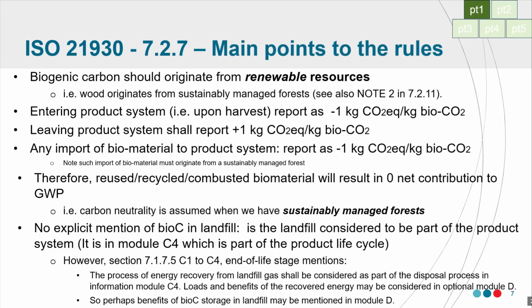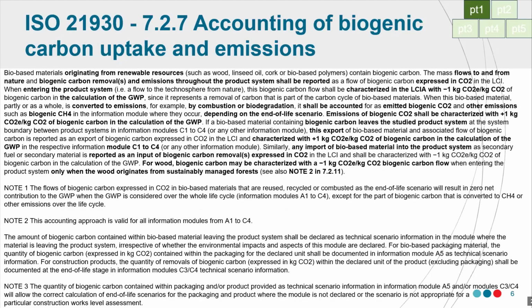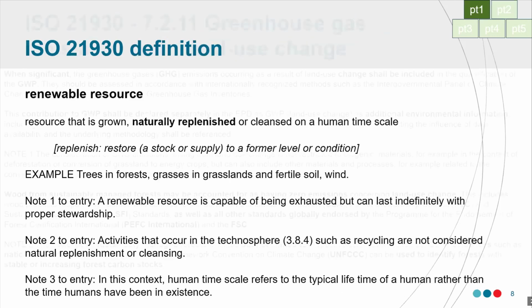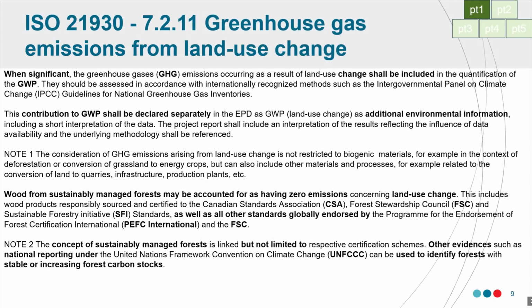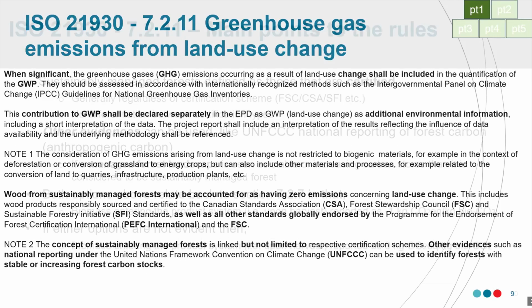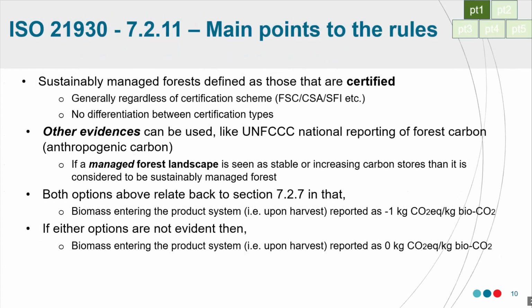So this section also refers to another section on how to determine if it's a sustainably managed forest. And so I just wanted to quickly go to that section here. This is the text verbatim, but let's just glean the important points. So it basically says it's a sustainably managed forest if it's a certified forest, regardless of certification scheme. So it could be FSC, CSA, SFI, etc.